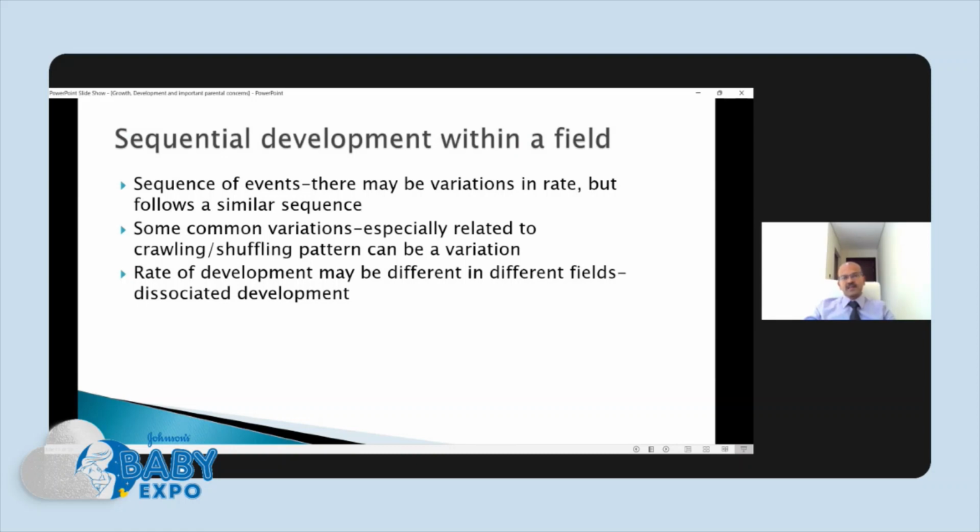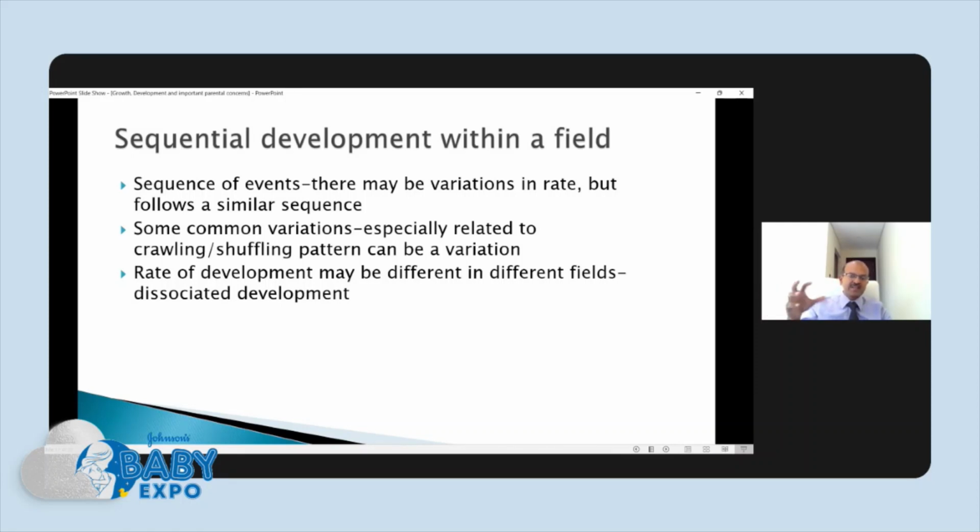There are certain rules in development. As I explained about the different fields, there is a sequence of events in each field of development. For example, you first have to sit before you can walk. You first have to stand before you can walk. And in terms of fine motor, you have to grip first before you can hold a finer grip, and you certainly have to get a finer grip before you can scribble. So there can be variations in the rate at which these happen, but the sequence is usually similar.